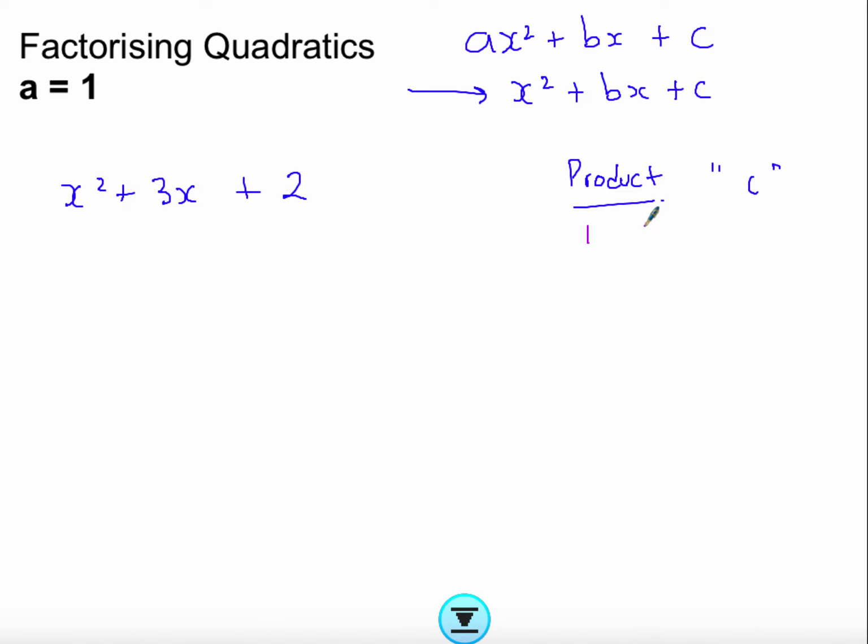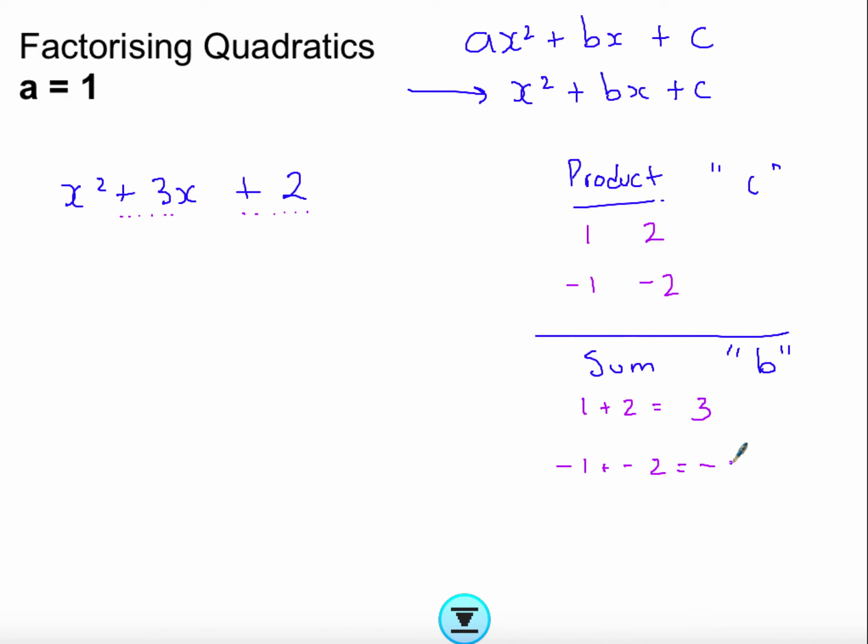That's going to be 1 times 2. You also have a negative 1 and a negative 2. Always look at the negative values too. Don't forget about them. And then you're going to say, well, from these numbers that I've listed, which ones add up to give the b value? Your b value in this case is a positive 3, so make sure that you're taking the sign at the front. If I add 1 and 2, it's going to give me 3. If I add negative 1 and negative 2, it's going to give me a negative 3.